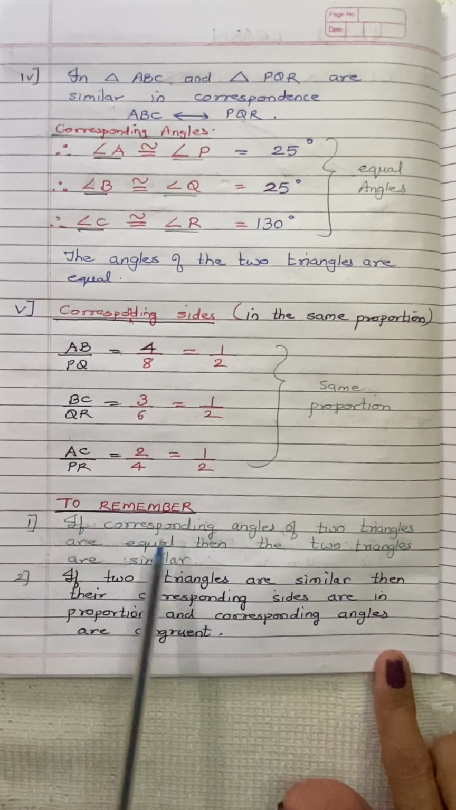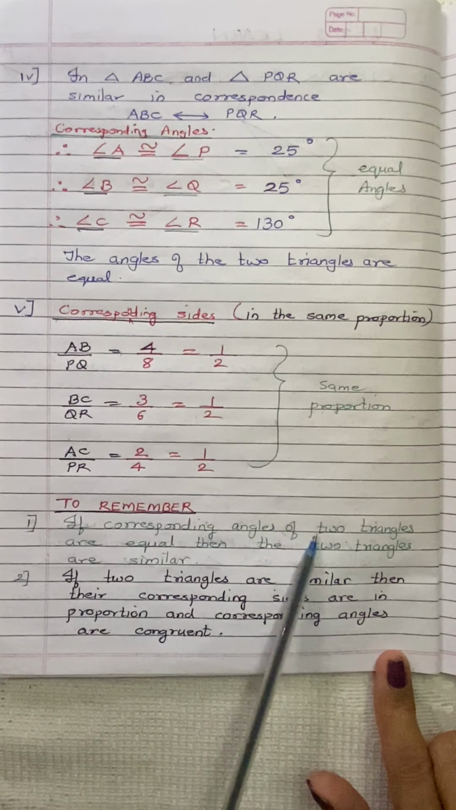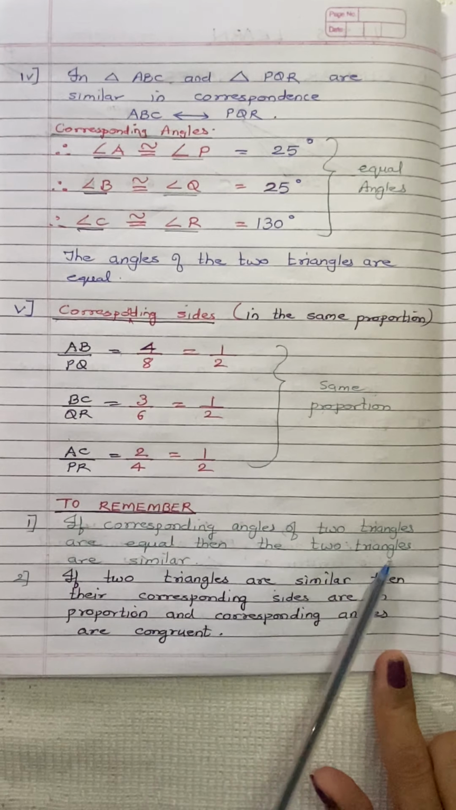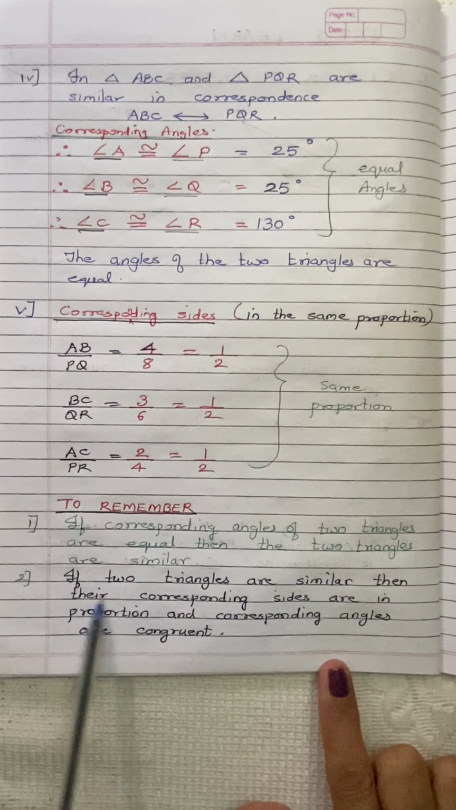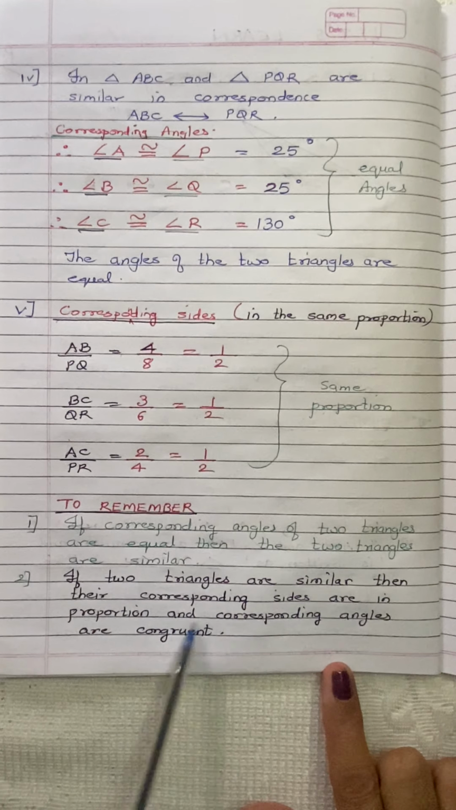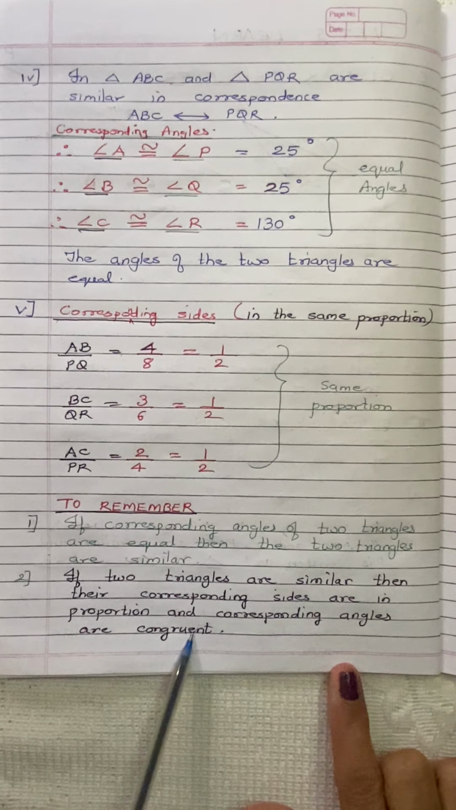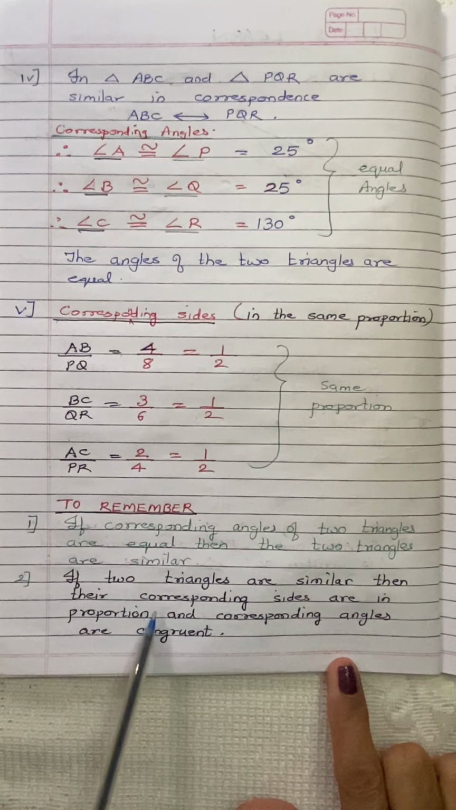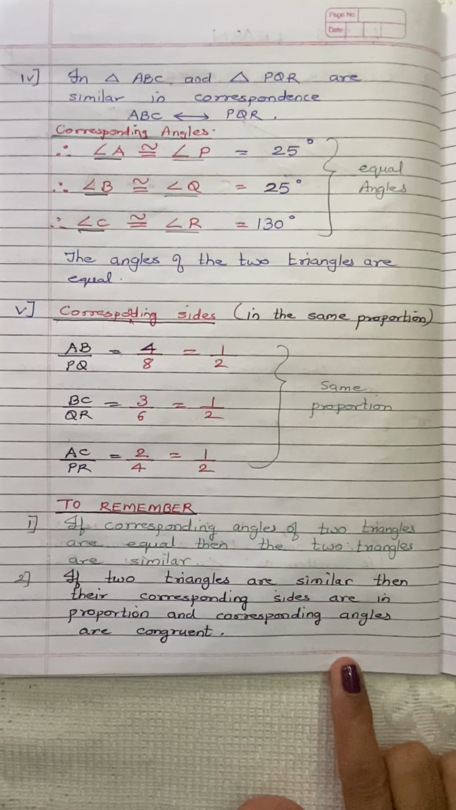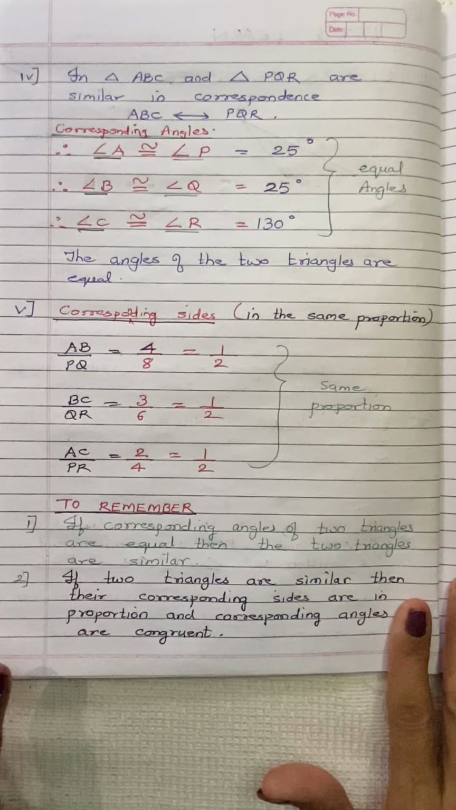So what we need to remember is, if the corresponding angles of two triangles are equal, then the two triangles are similar. If the two triangles are similar, then their corresponding angles are congruent and their corresponding sides are in proportion. This is what we need to remember.